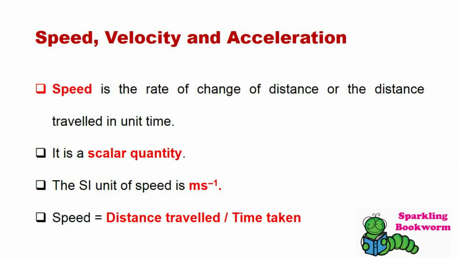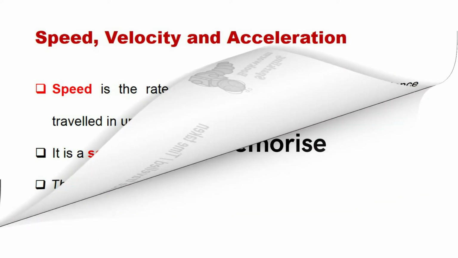Speed, velocity and acceleration. Speed is the rate of change of distance, or the distance traveled in unit time. It is a scalar quantity. The SI unit of speed is m/s. Speed equals distance traveled divided by time taken.